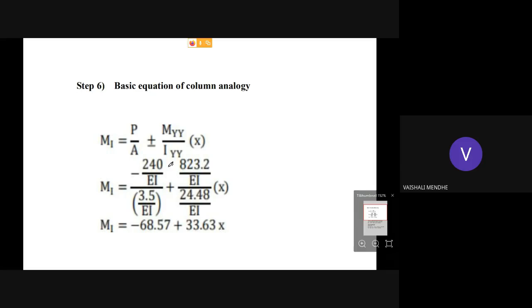Then we'll move to the next step, step number 6, the basic equation of the column analogy method. So this is the basic equation of the column analogy method. MI, where I means indeterminate moment. This equation is used for the calculation of indeterminate moment, that is axial stress plus bending stress. So axial stress is P by A plus MYY by I by Y into X. This is the general equation for the column analogy method, MI.